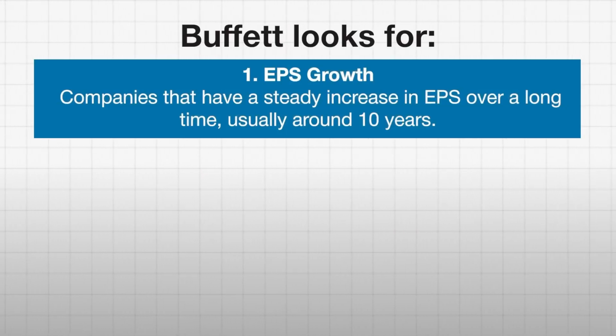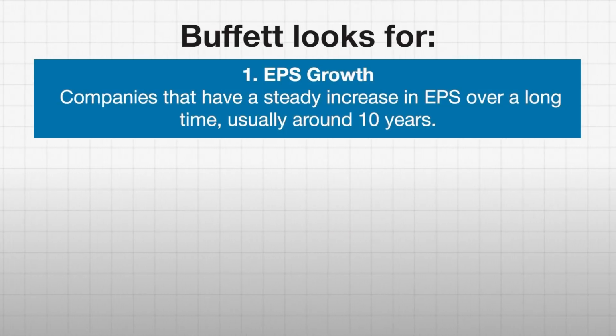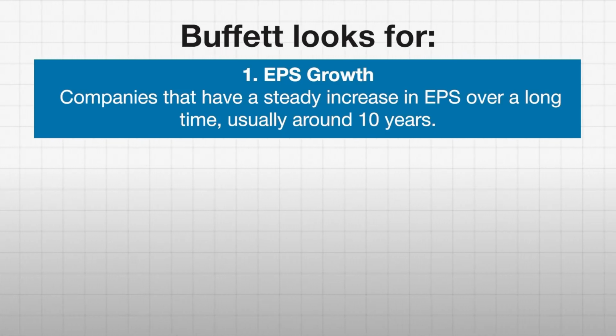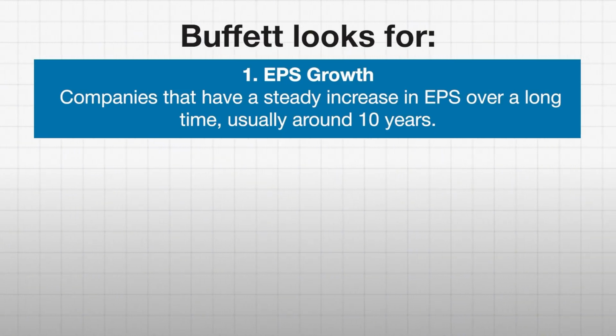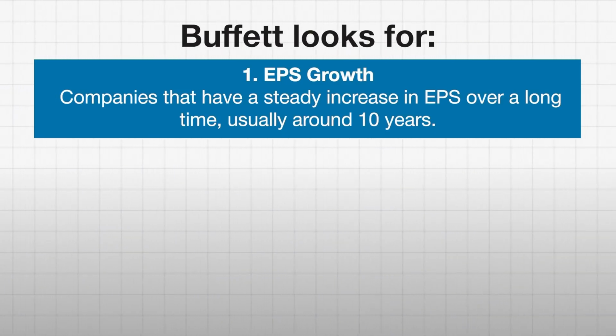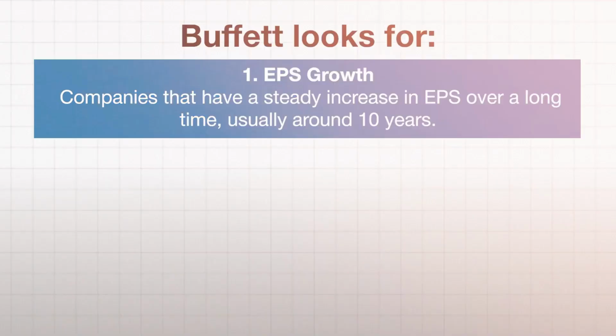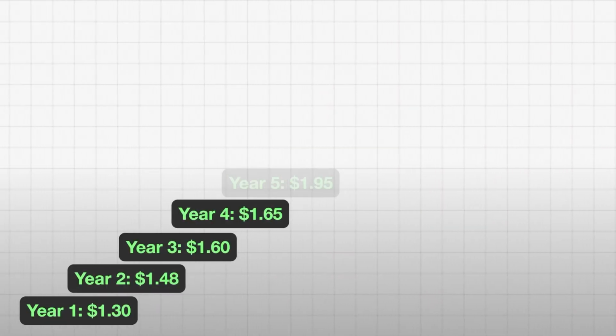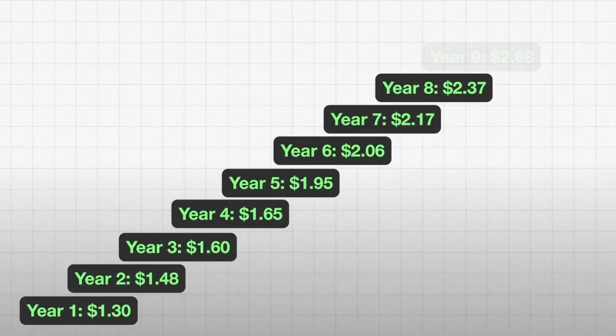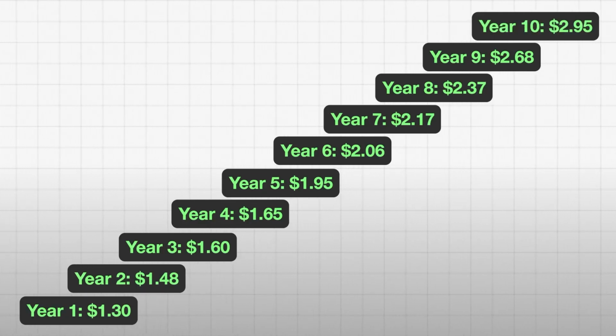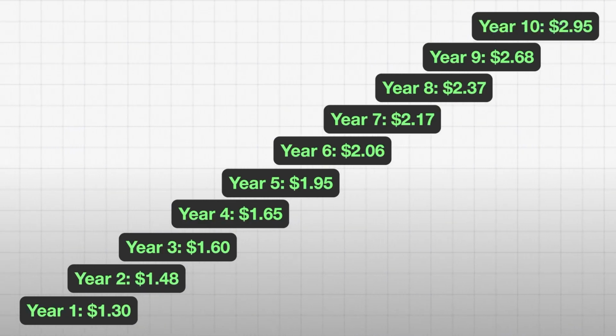First, EPS growth. Buffett likes companies that have a steady increase in EPS over a long time, usually around 10 years. This shows the company is consistently making more money for its shareholders, which is a good sign of a well-run business. The growth doesn't have to be perfect every year, but the general direction should be upward like this. This kind of steady increase shows that the company is doing well over time and can keep growing their profits.